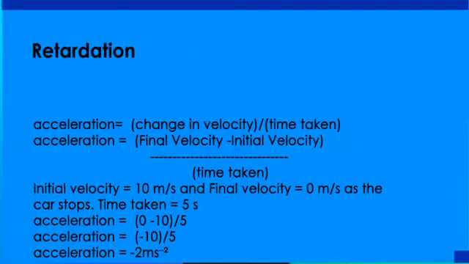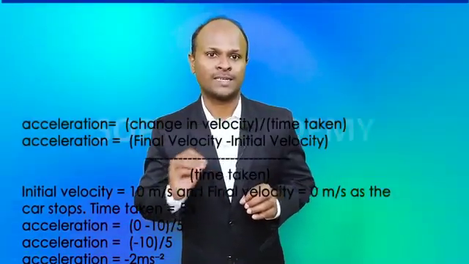Consider an example. A car driver traveling at an initial speed of 10 meter per second applies the brake and brings the car to rest in 5 seconds. That is, the final velocity becomes 0 meter per second. Then the acceleration is equal to the change in velocity divided by the time taken: acceleration equals final velocity minus initial velocity, divided by the time taken. The initial velocity is 10 meter per second and the final velocity is 0 meter per second as the car stops. This change takes place in 5 seconds. So acceleration is equal to (0 − 10)/5. Acceleration is minus 2 meter per second square. Thus the acceleration of the car is minus 2 meter per second square.